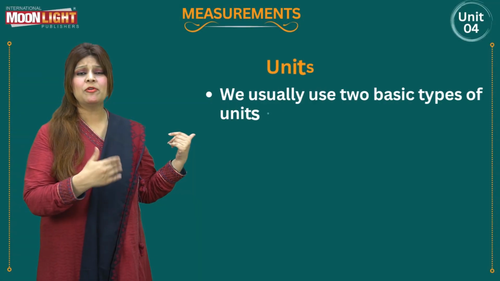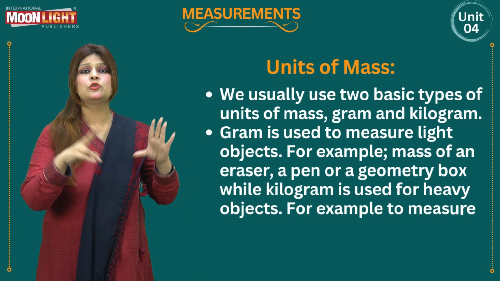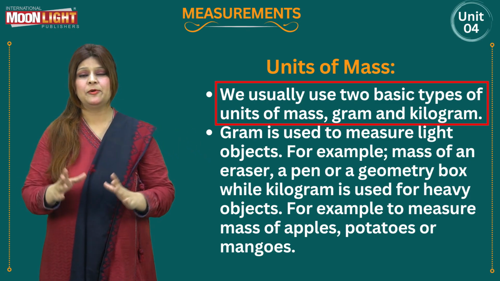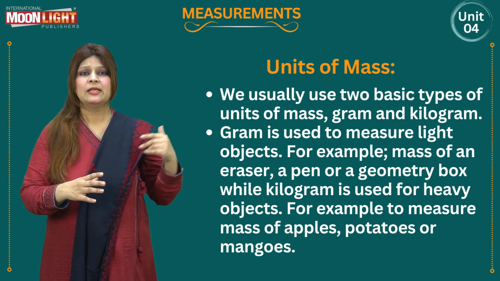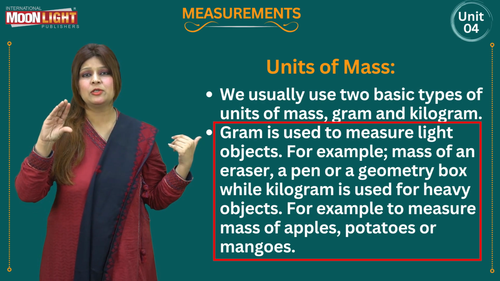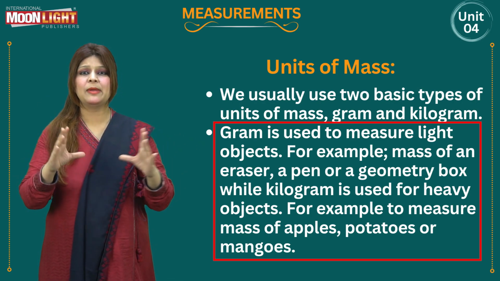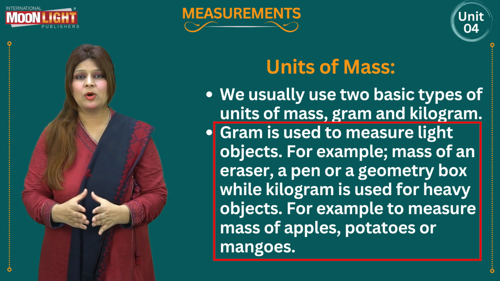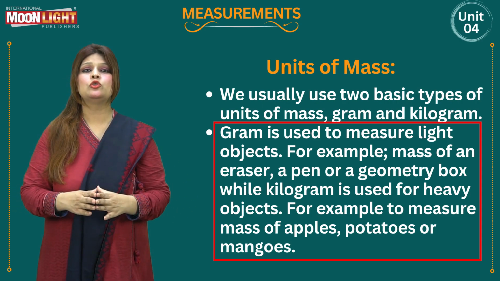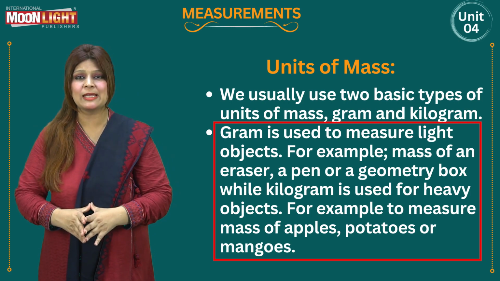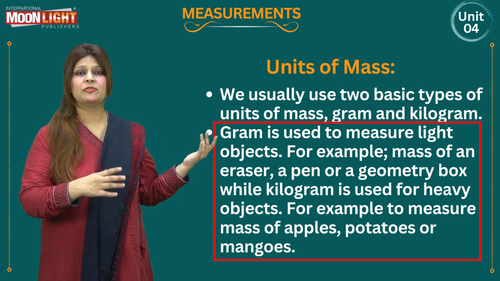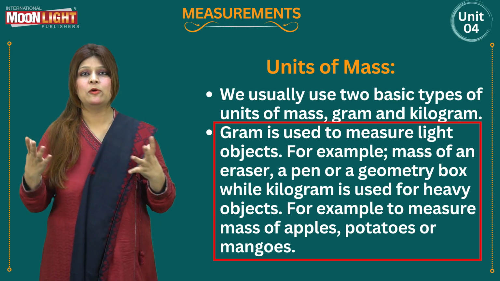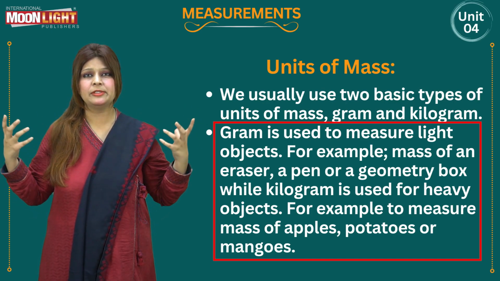We usually use two basic types of units of mass. These are grams and kilograms. The smaller unit, gram, is used to measure lighter objects, for example the mass of an eraser, a pencil, or a geometry box. While kilogram is used to measure heavy objects, for example the mass of apples, potatoes, or mangoes. So these are the heavier things, you know that.